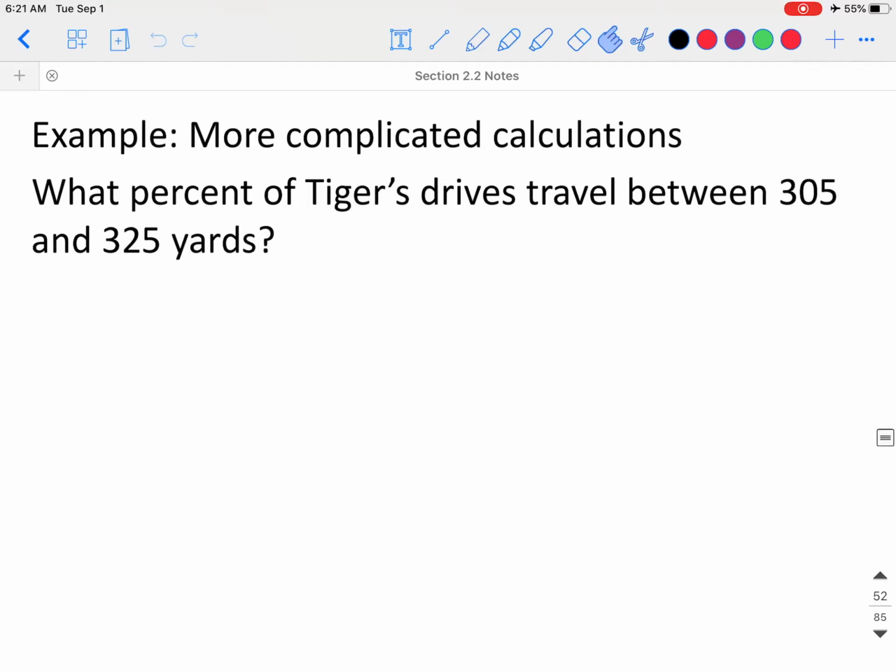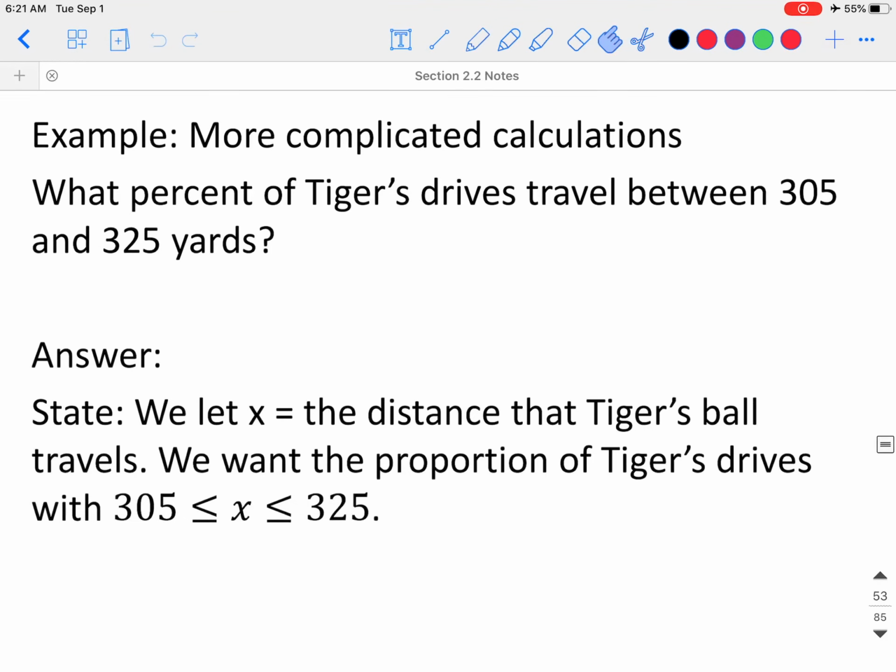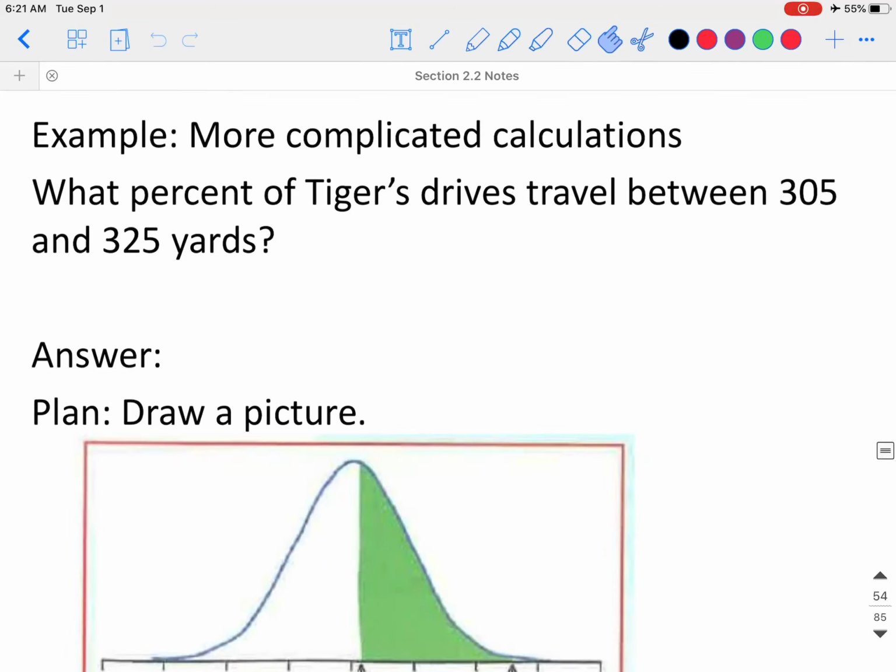Now, what percent of Tiger's drives travel between 305 and 325 yards? Again, we're going to start with our state. So we're going to, again, let x equal the distance that Tiger's ball travels. We want to find the proportion of Tiger's drives, with 305 being less than or equal to x, and x being less than or equal to 325.